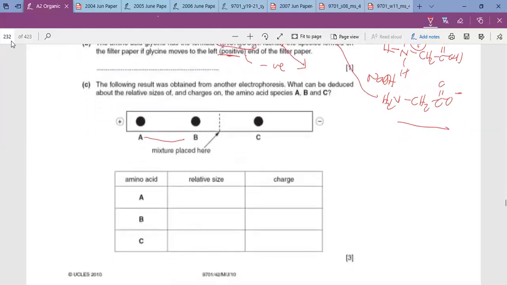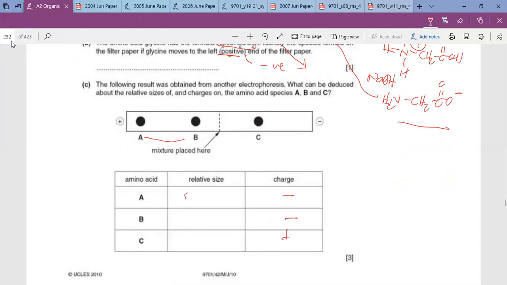Relative size and charge. What are the charges first? Of course, these two are negative, and C is positive. So this is small, and it moves faster now. This is medium and this is large. Yeah, relative size.